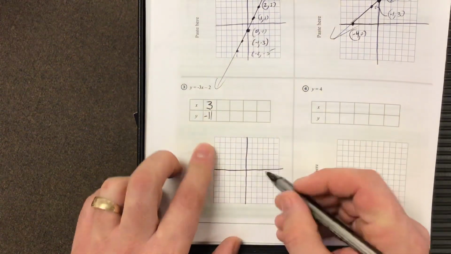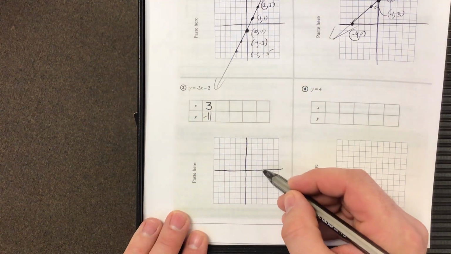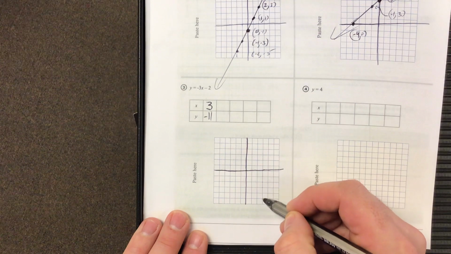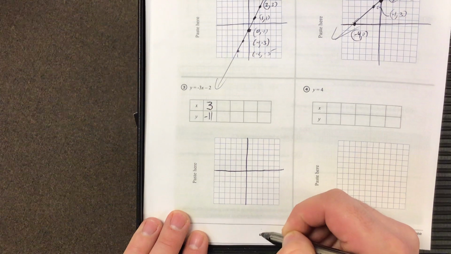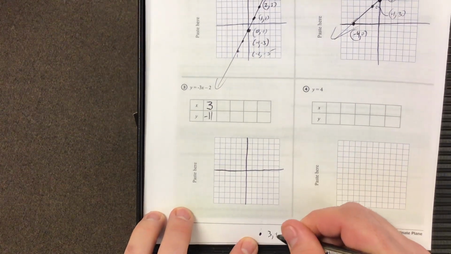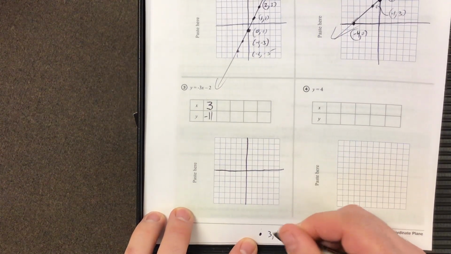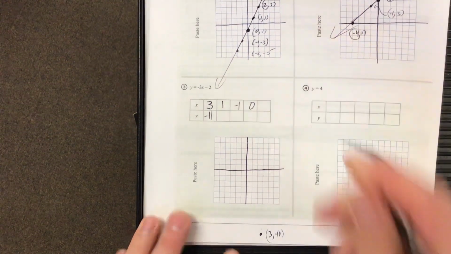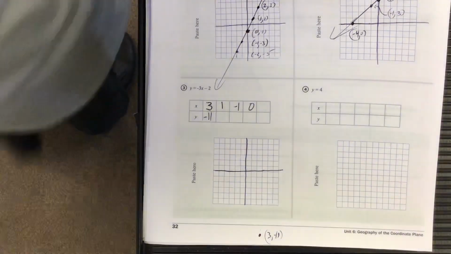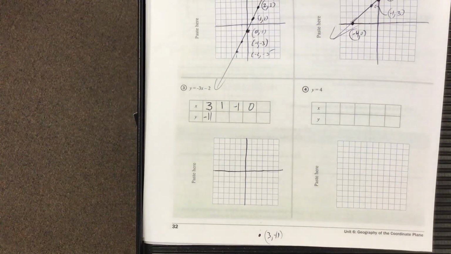Now the problem with this point, Landon, that you gave me, is it's not on there. It's going to be way down here somewhere. So why don't we erase it and go with 1. Okay, so let's try 1. Let's try negative 1. Let's try 0. Plug those in for x and see what you get. Plug them back into the equation. Negative 3 times that number. Minus 2.